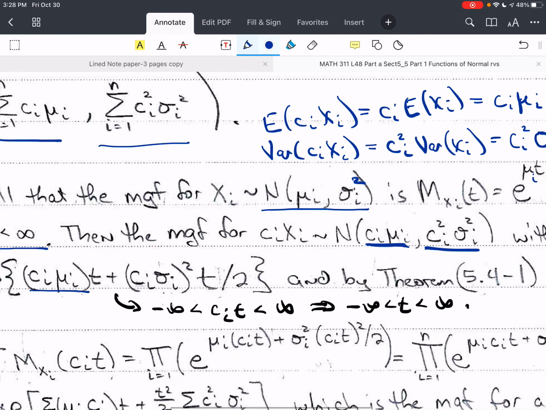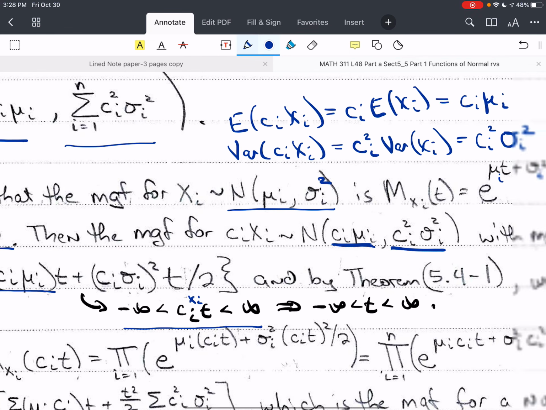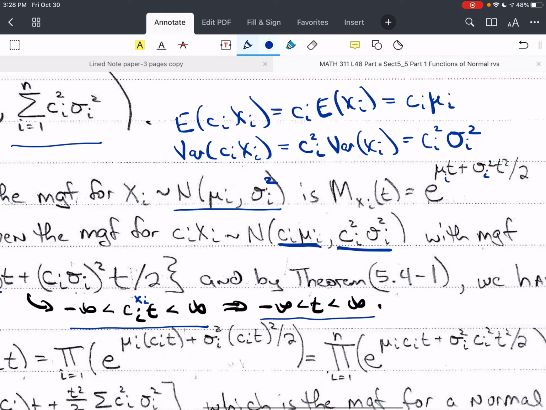And then we have (ci sigma i) quantity squared in place of sigma, and that's times t divided by 2. Now, the range of ci t is, we just substitute in that for xi, right? And so that's between negative infinity and positive infinity. If we divide by a constant, we're still going to end up with t between negative and positive infinity.